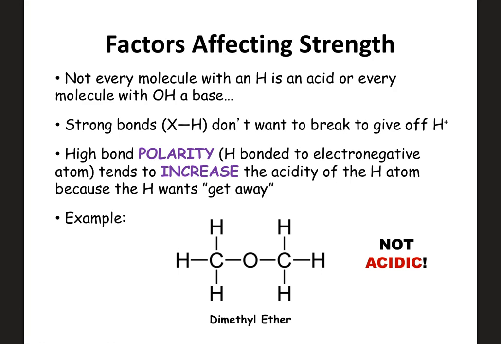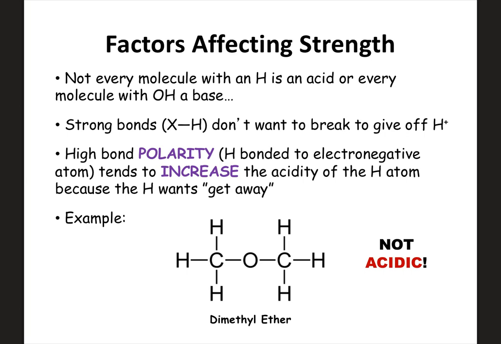This tends to increase the acidity of the hydrogen atom because the hydrogen wants to get away. All right. If you have a very electronegative atom here, it's kind of hogging all the electrons. So it makes sense that the H plus is just going to come off, allowing that substance to be acidic here. So for example, you can see here this dimethyl ether. All right, there's a lot of hydrogens here, but this is not acidic. None of these hydrogens really wants to break off and get away in order to make this substance acidic. It has hydrogen atoms, but just having hydrogen atoms doesn't make something acidic.